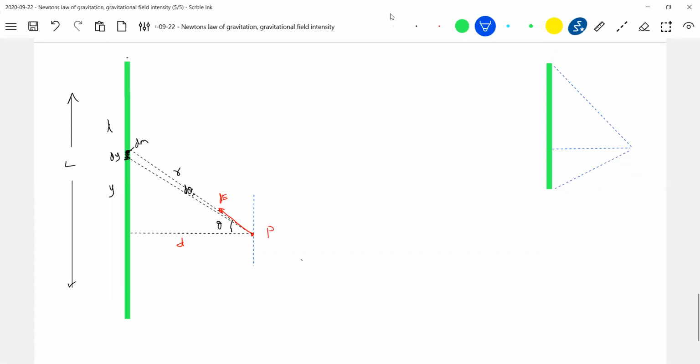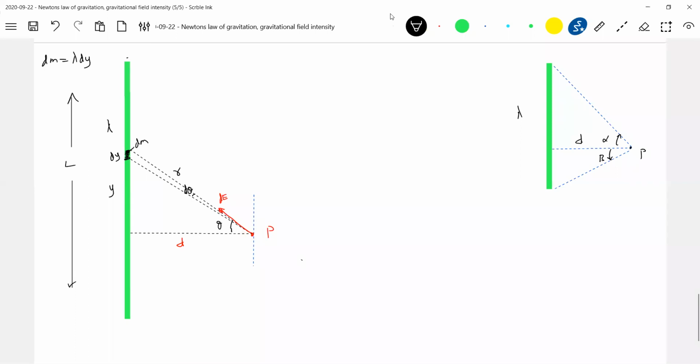Now, what are these things? Alpha, beta. This is the total length of the rod, this is lambda. So what I do is draw a line joining the ends to the point P. That line will subtend angles alpha and beta with the perpendicular distance we are measuring. And this is point P. What is dm? We can define dm as lambda into dy. First, what is the field strength at point P due to this small element dm?